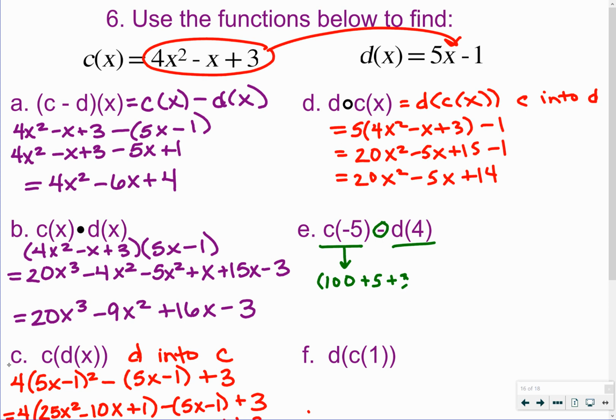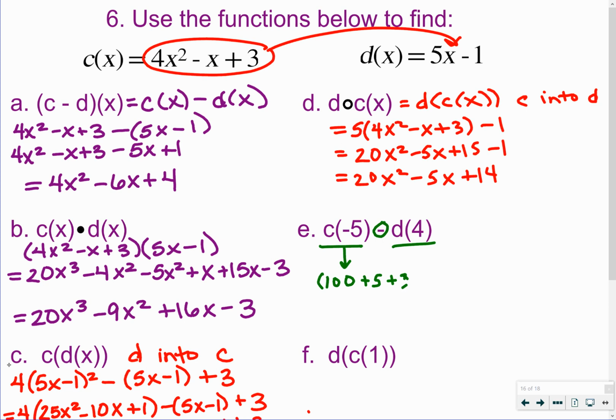The bottom one, D of C of 1. Remember when we see this double parentheses composition? We're working from the inside out. So the innermost parentheses, C of 1. It's telling me plug 1 into C. If I plug 1 into function C, the first term will be 4 minus 1 plus 3. So 4 minus 1 gives me 3 plus 3. And again, you can use your calculator for that part, gives you 6.